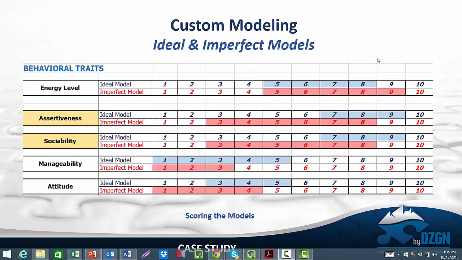Here's an example of the information on behavioral traits. As you can see, the good guys often look a lot like the bad guys. That's the case with the energy level. Really nothing distinguishing one from the other. But on assertiveness and social ability, these are statistically significant separation between the ideal candidates and the imperfect candidates.